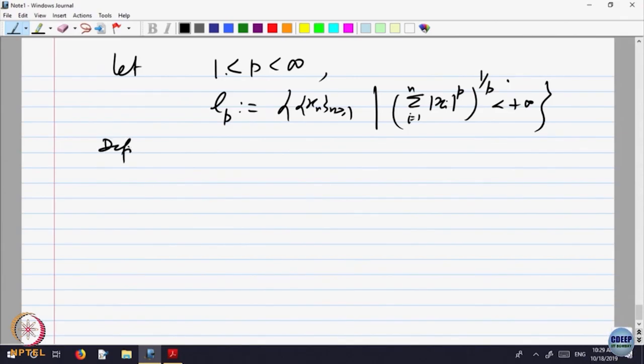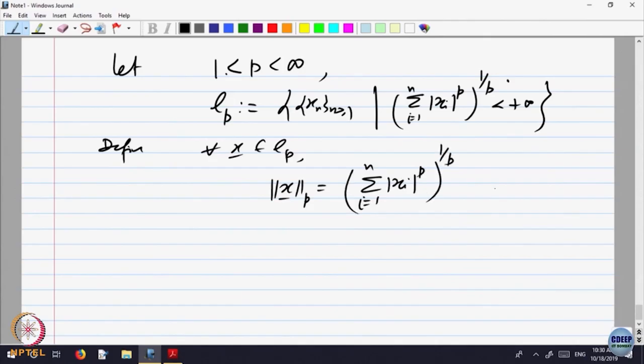And define, for every x belonging to l^p, the norm of x in p to be equal to sigma i equal to 1 to n of mod x_i to the power p, raised to power 1 by p. And then you can define d_p(x, y), the distance, to be equal to the norm of x minus y, for x, y belonging to l^p.